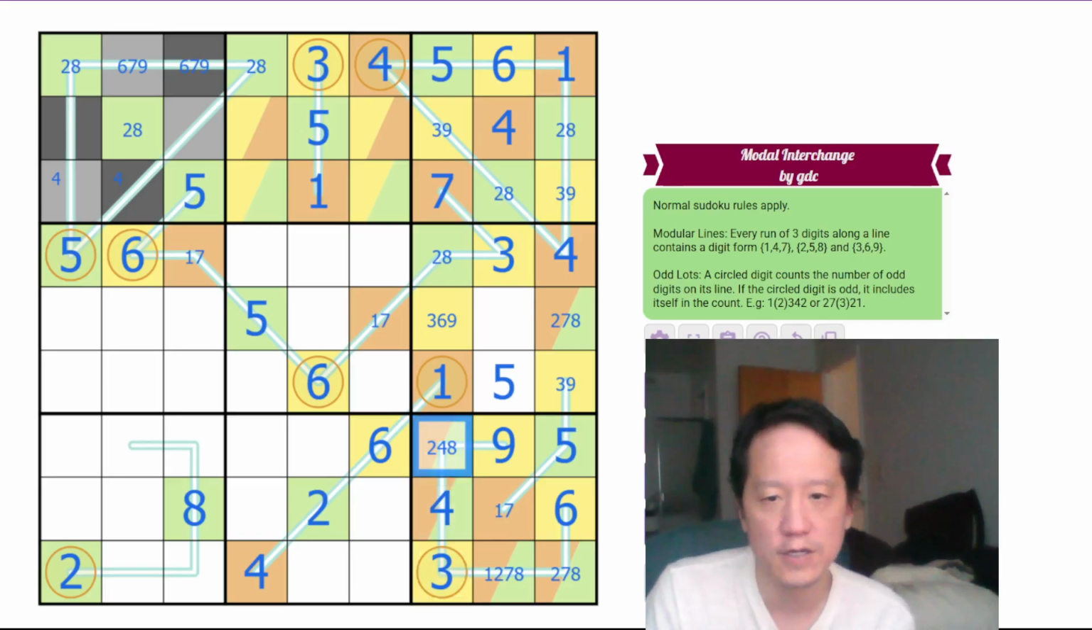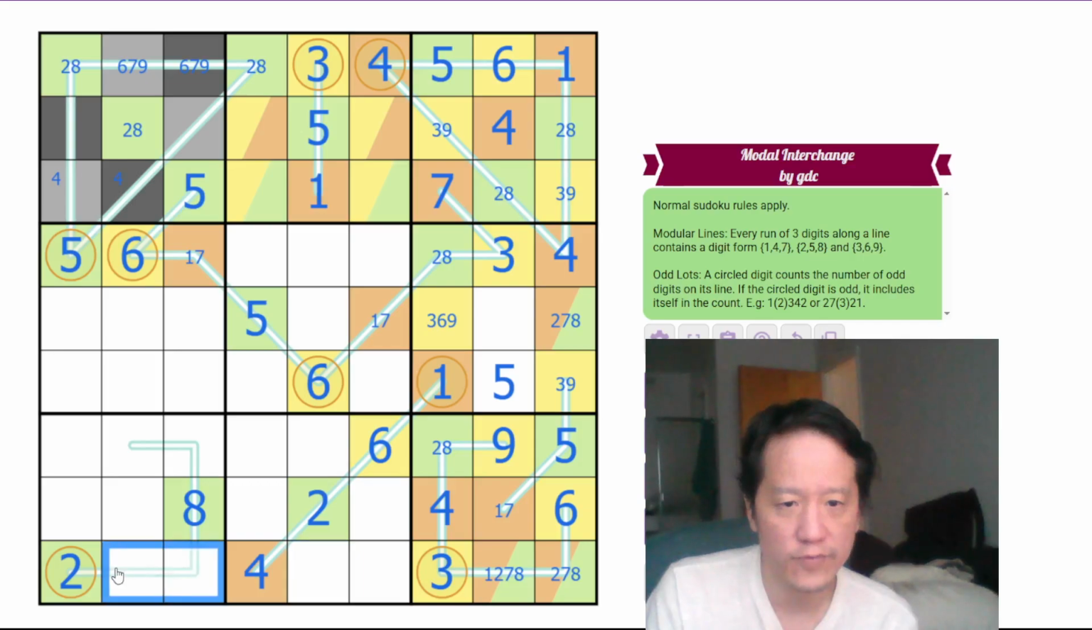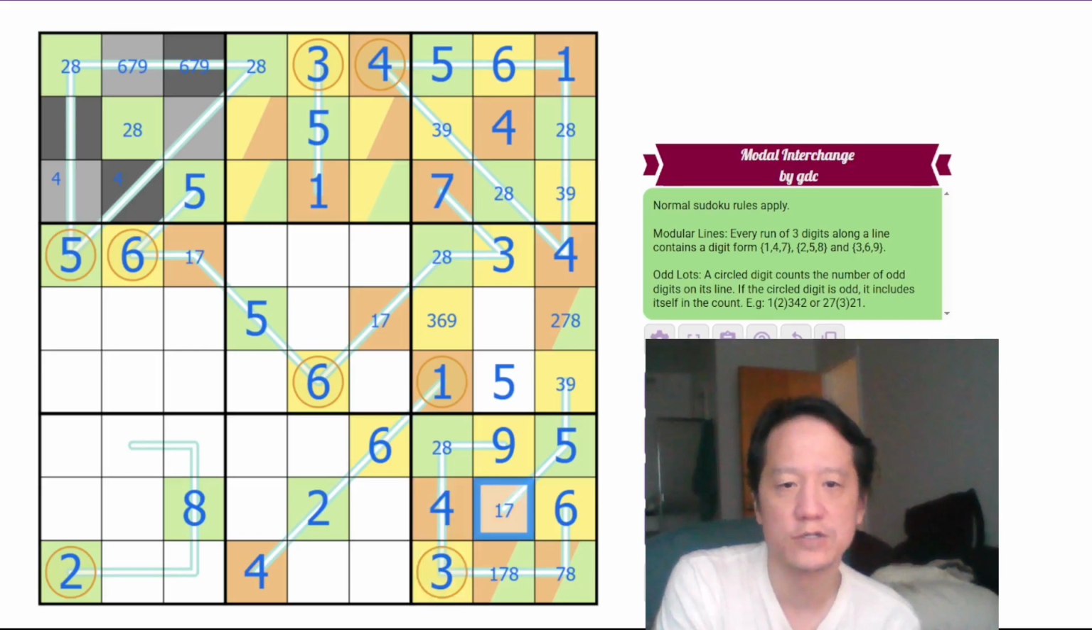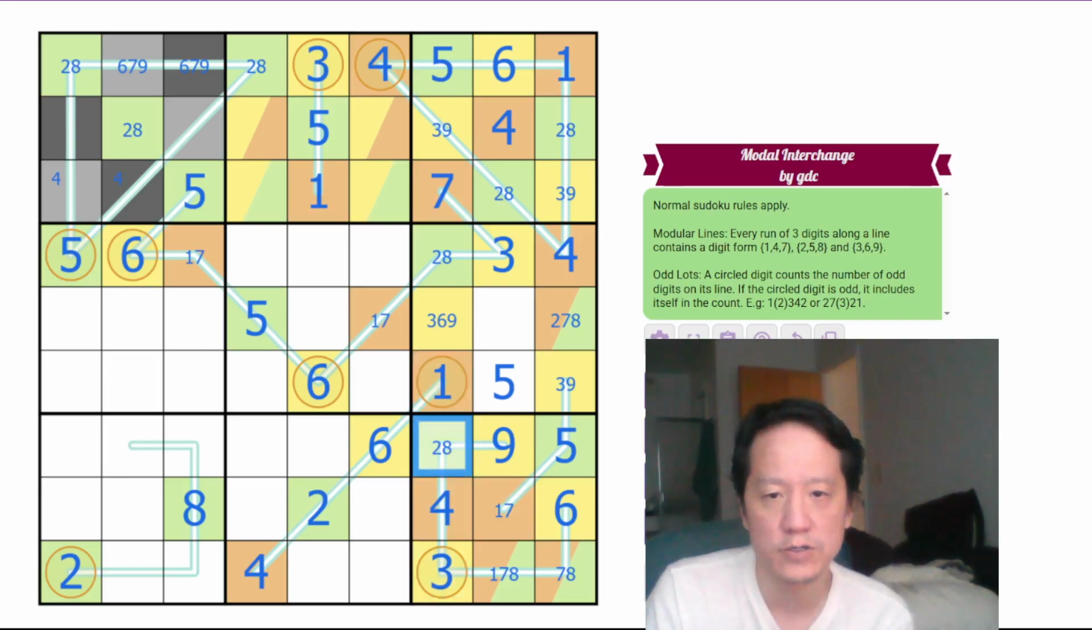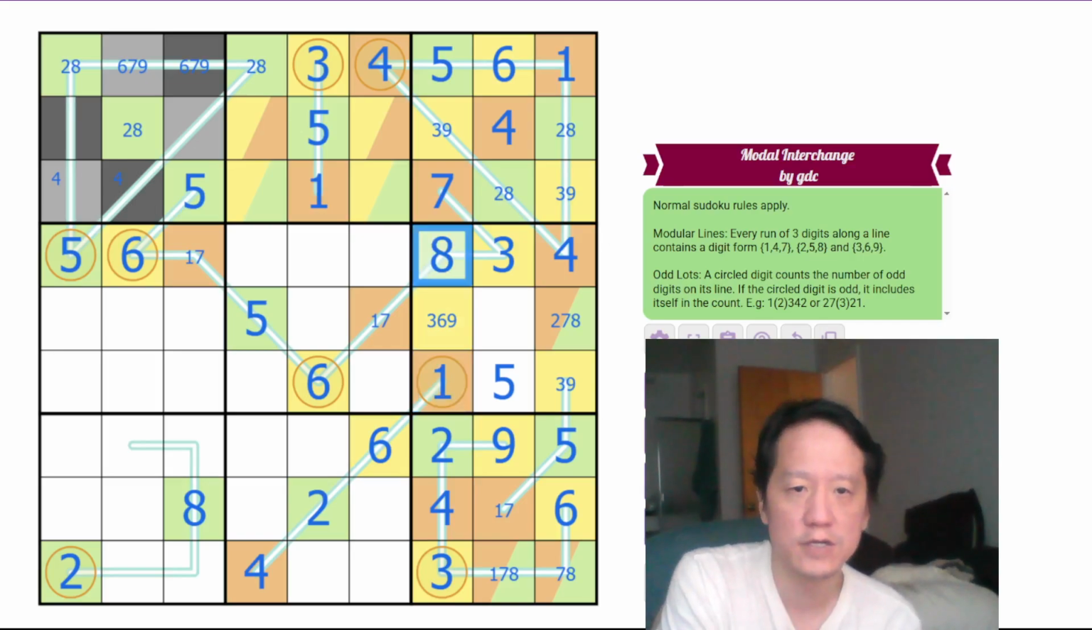This is then not 4 and is not orange. This is not green. We have orange and yellow here. This can't be 2 here. Where is the 2 in box 9? It has to be here. So this is 2. This is 8.